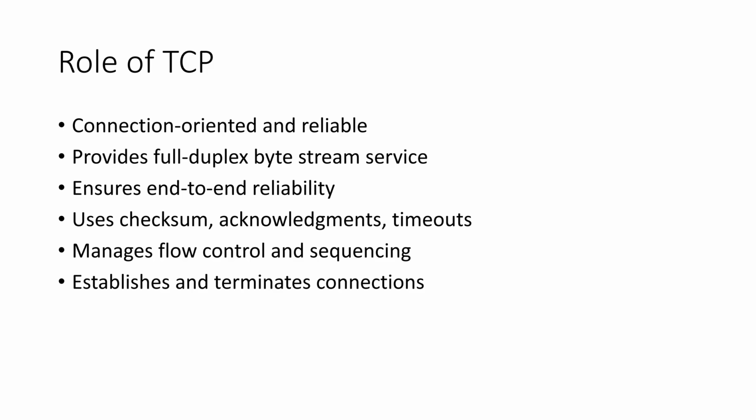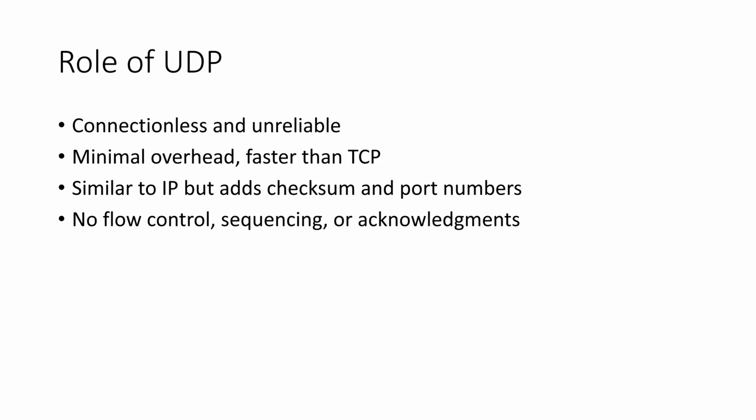To achieve reliability, TCP uses a combination of mechanisms. It uses a checksum to detect errors in the data, acknowledgements or ACKs to confirm receipt of data, timeouts to retransmit lost packets, flow control to prevent overwhelming the receiver, and sequence numbers to reorder any packets that arrive out of sequence. Besides all this, TCP is responsible for properly establishing and terminating connections. This makes it ideal for applications where data integrity and order are critical, something like web browsing, email, or file transfers.